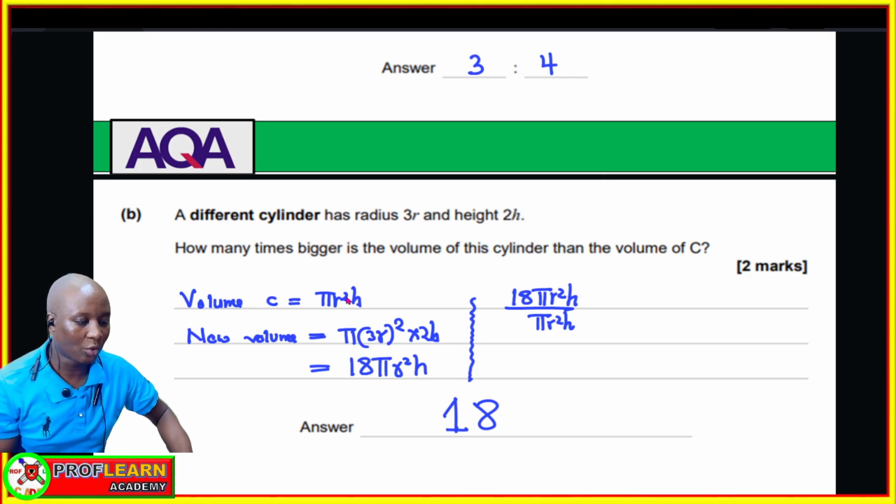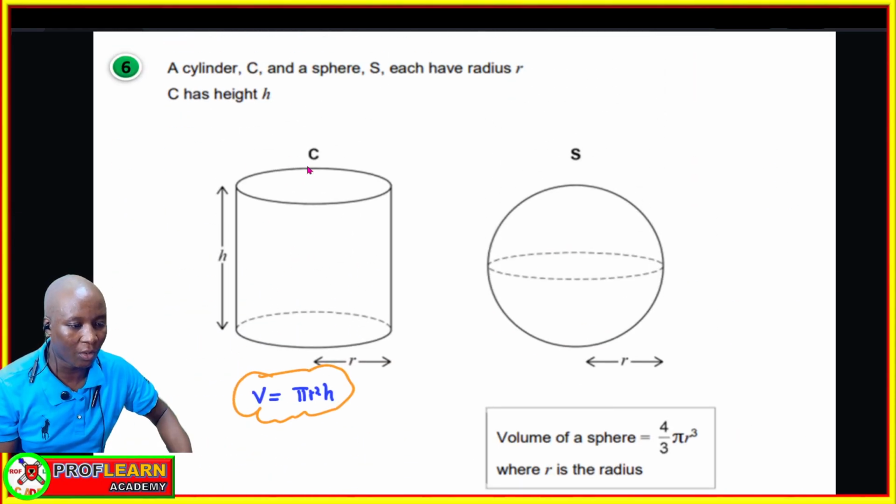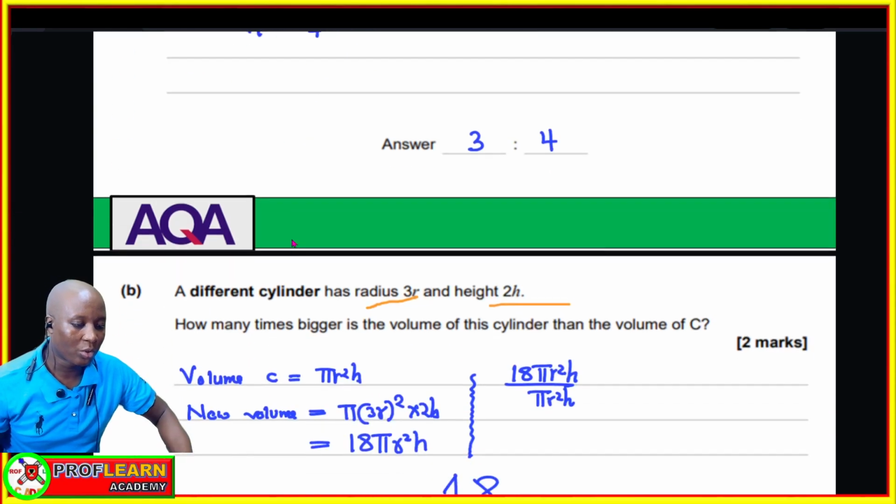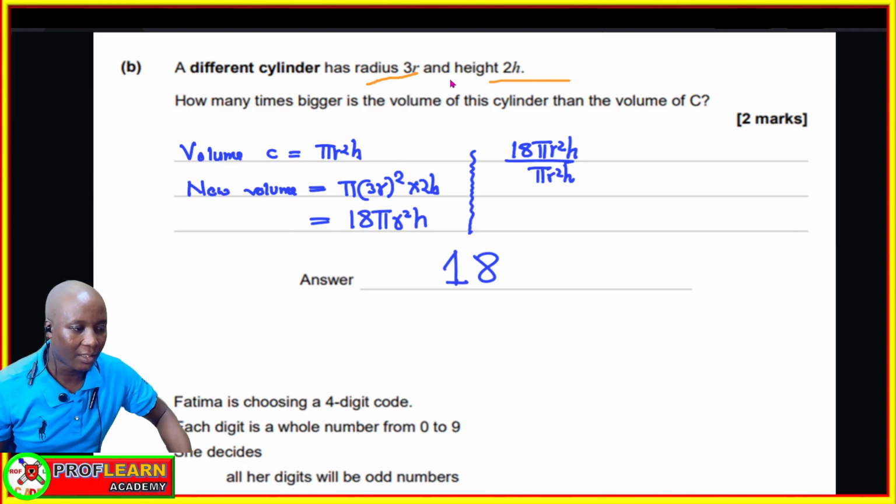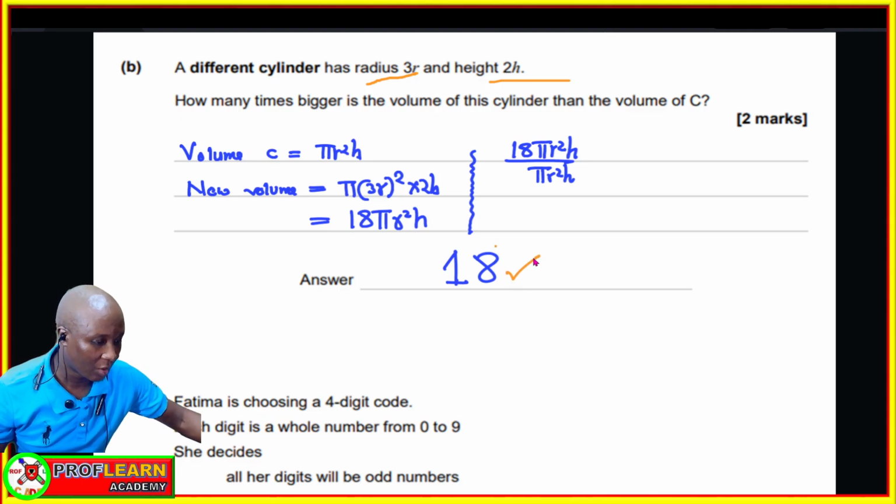So meaning that for us to know how many times the volume of the cylinder having this radius and height is larger than the volume of C that we have here, you are going to substitute 3R and 2H into this particular part, so that you can get the new volume, and the new volume is going to be 18 pi R squared H. Then you can divide with the initial volume, which is pi R squared H, so that you can get your answer as shown there.